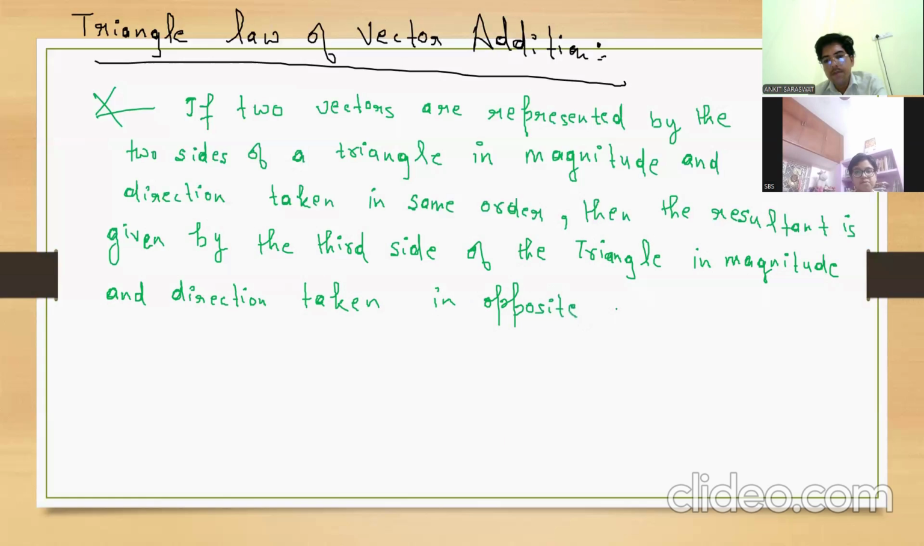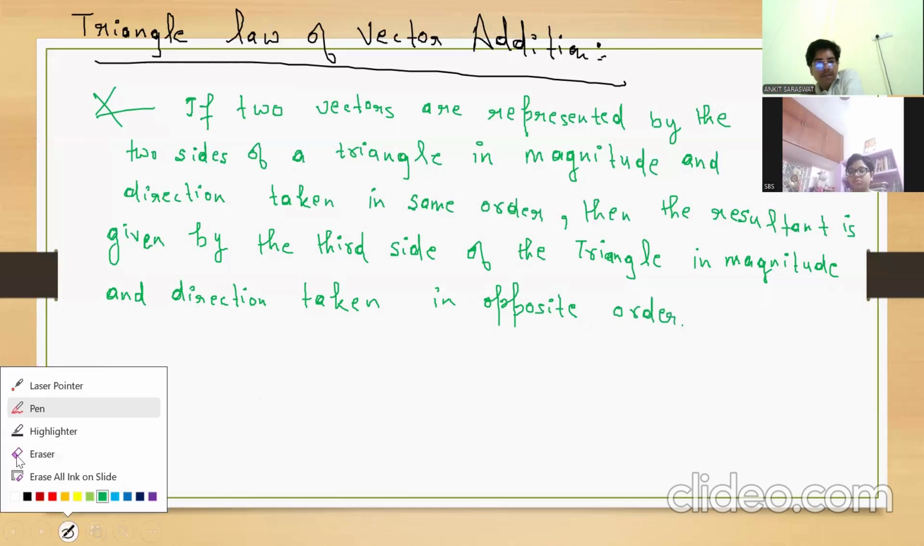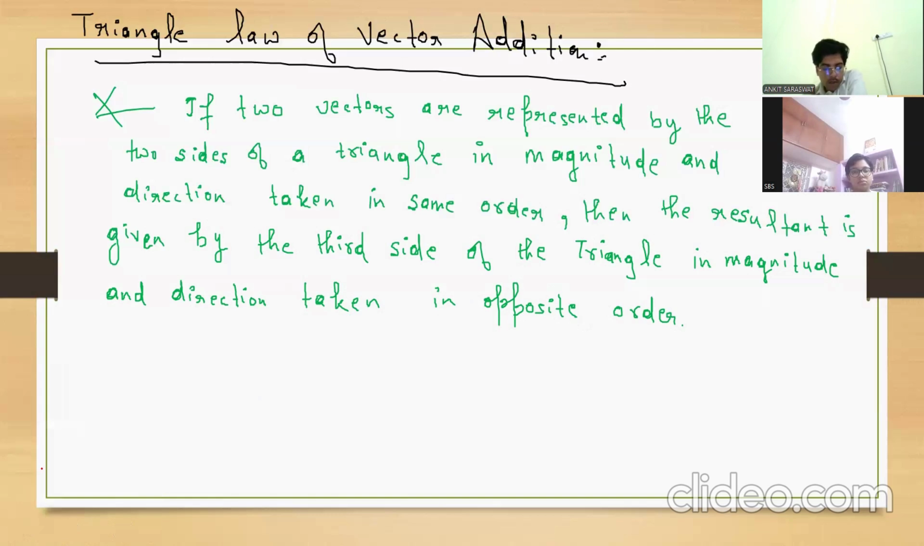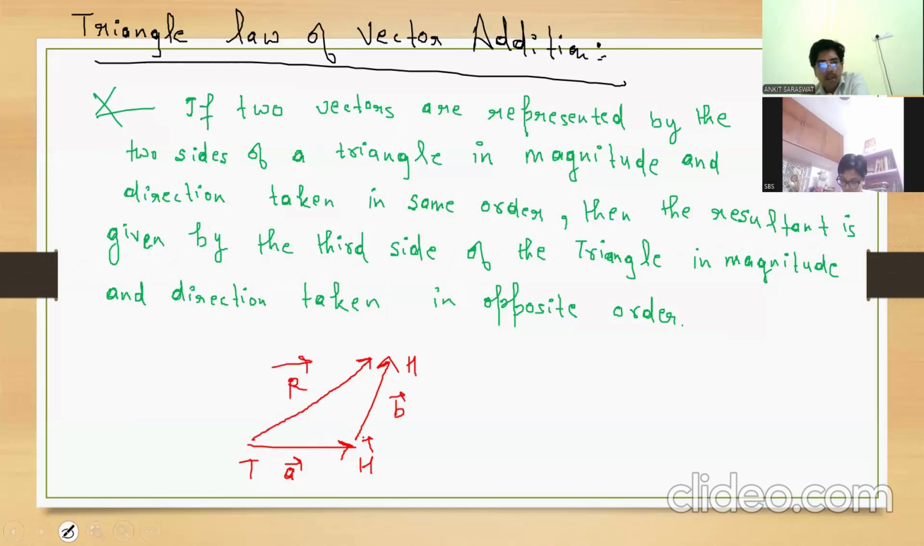Meaning is what? Easy only. For example, if you are taking one vector tail to head, then tail to head, again tail to head. This is A vector, B vector, then the resultant will not be given by this tail to head, it will be given by the opposite sense. This is R vector. So you can take any order. Here you can see A vector, B vector, and R vector, you can take any same sense.